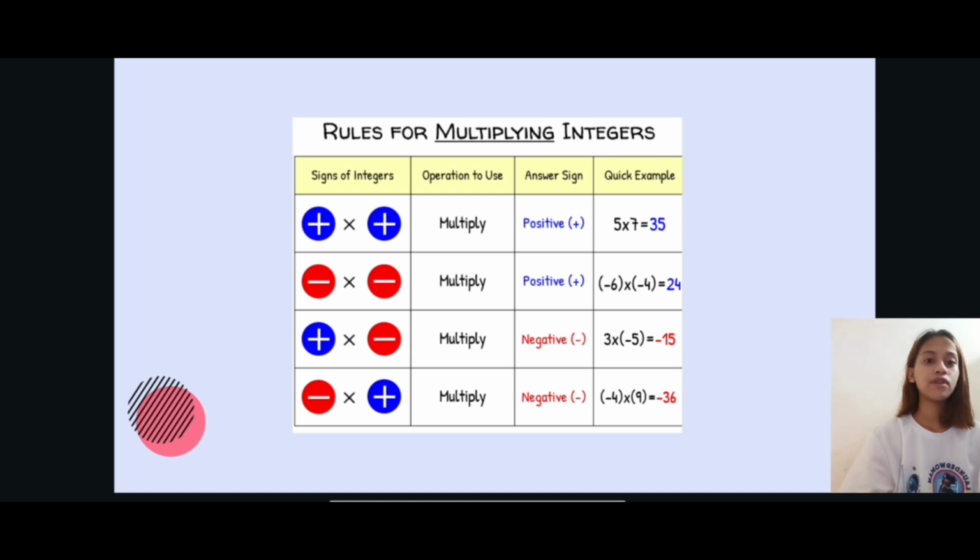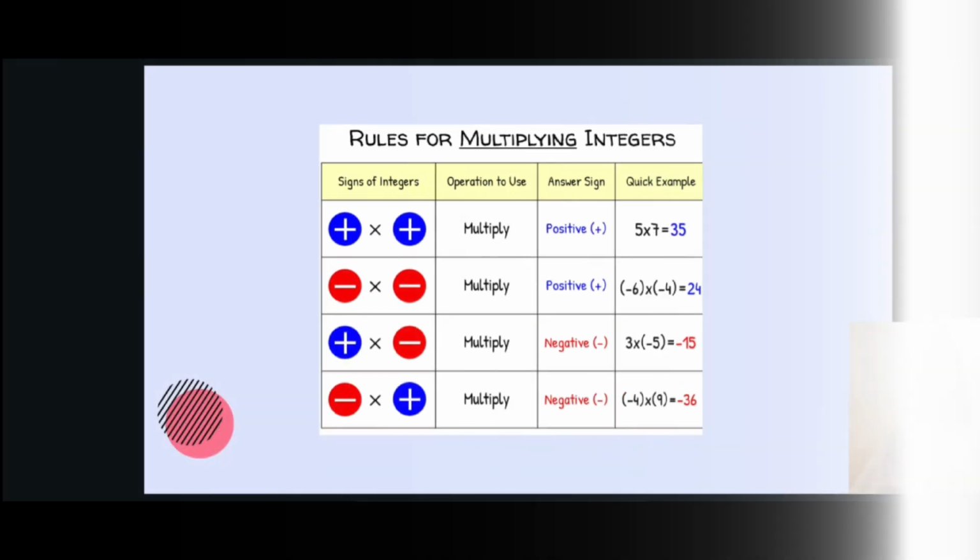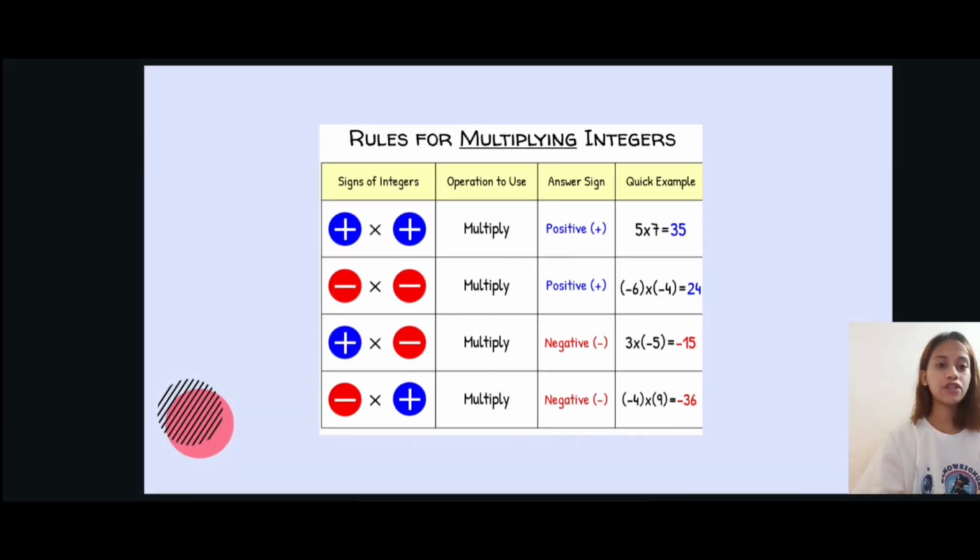So when the sign of integers are different, positive times negative, in multiplication, the sign you would follow is the negative. So 3 times negative 5 equals negative 15, since the signs are different. So if the sign of integers are negative times positive in multiplication, the answer would be negative. So for example, negative 4 times positive 9 equals negative 36, since both integers have different sign.